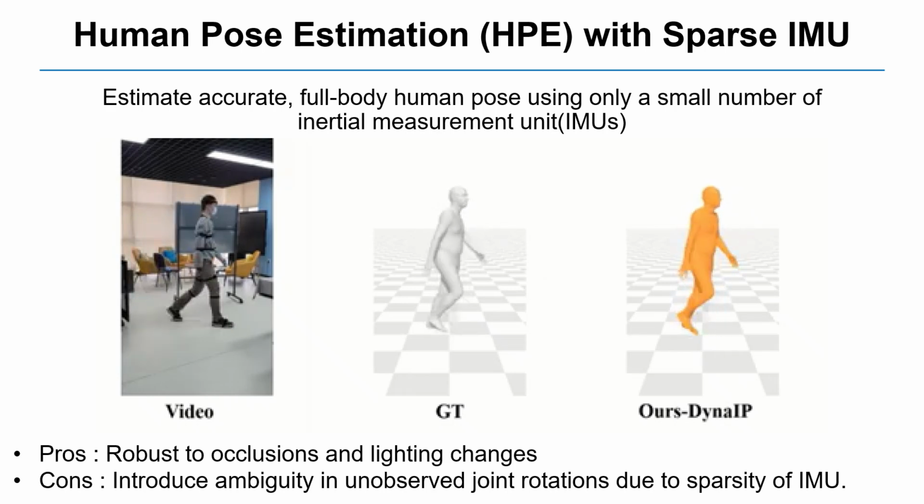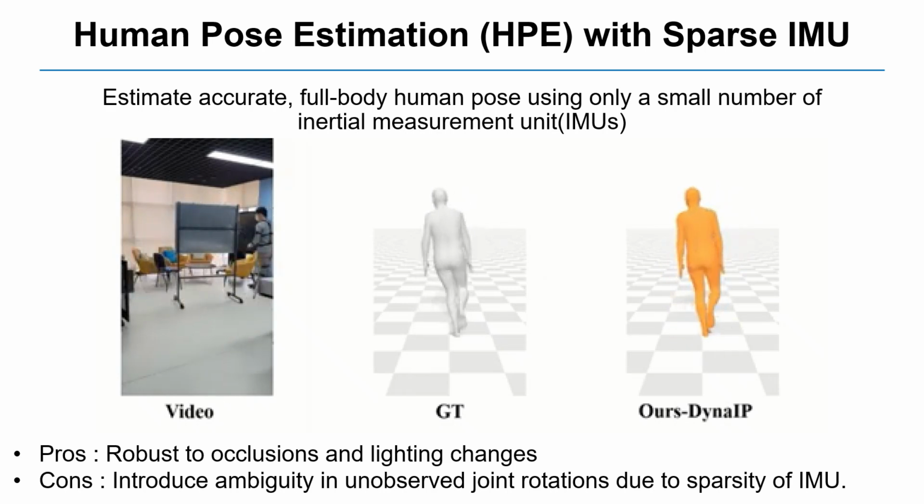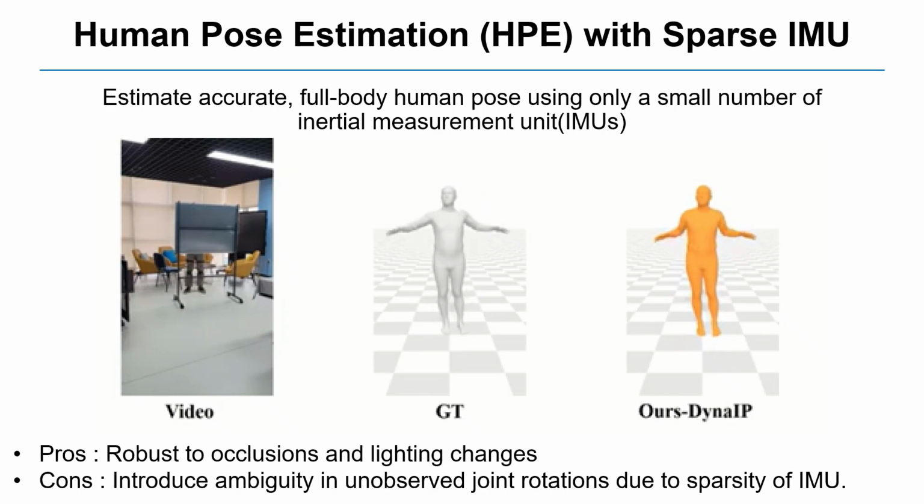Human pose estimation with sparse IMUs. It is estimating accurate and full body human pose using only a small number of IMUs. It is robust to occlusion and lighting change, but it introduces ambiguity in unobserved joint rotation due to scarcity of IMUs.